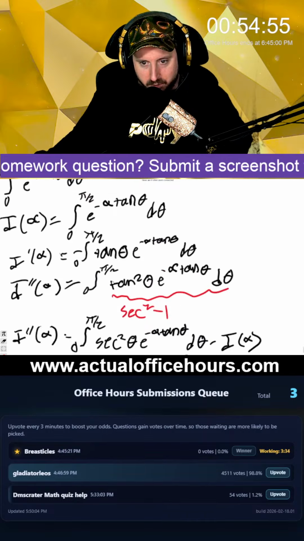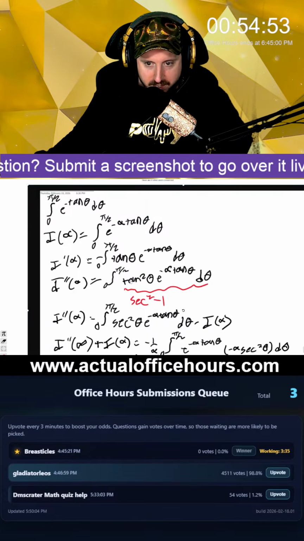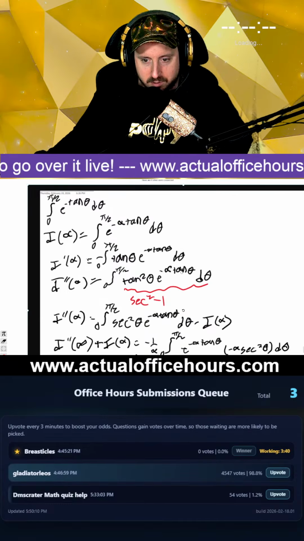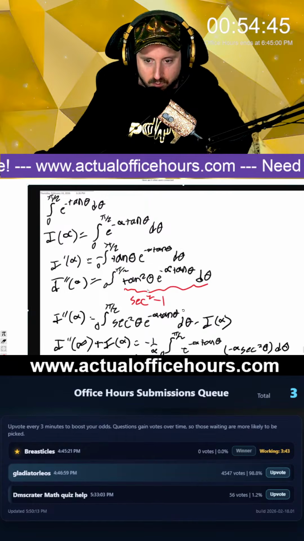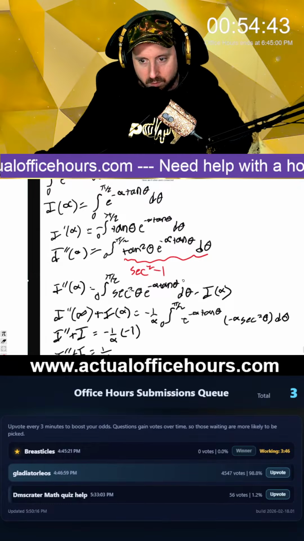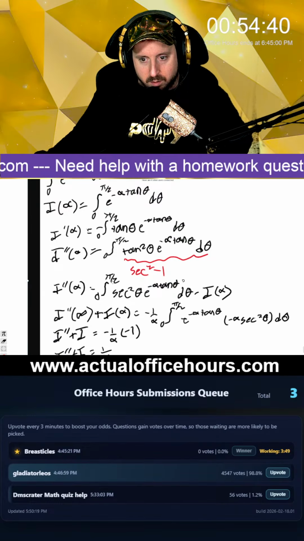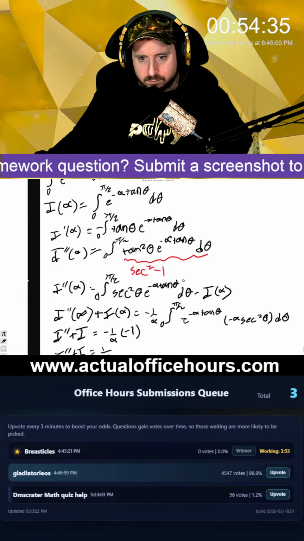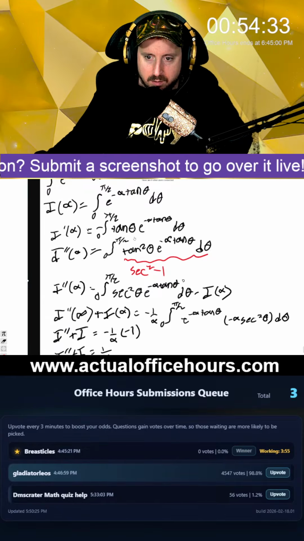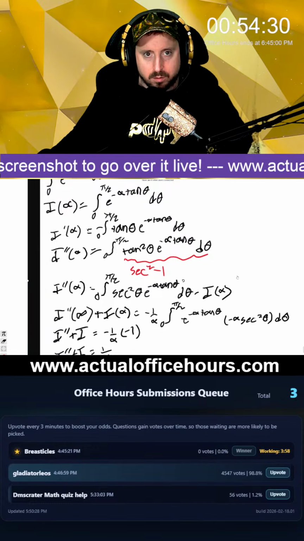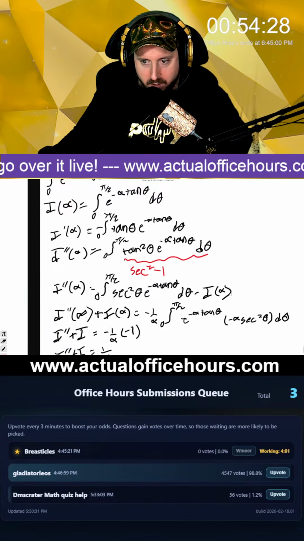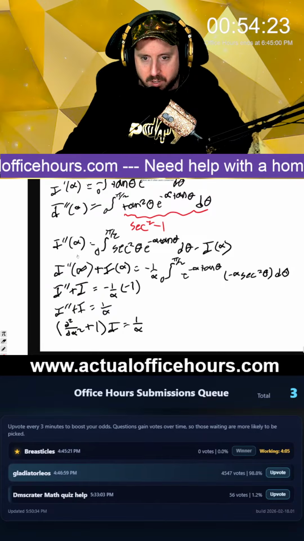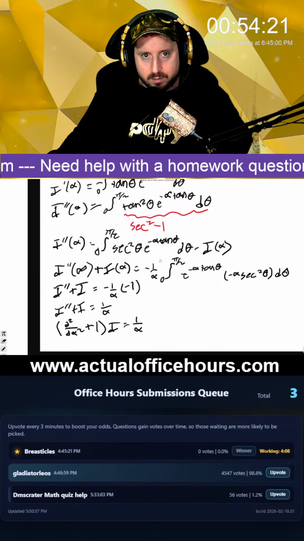I see, and then you do the second derivative. So that pulls down another tangent of theta. So then you have tangent squared theta, e to the negative alpha tangent theta d theta. But tangent squared is the same thing as secant squared minus 1. Okay, cool. Oh, okay. I see. And then you're left with the original integral. Oh, okay. Okay. So then I double prime of alpha plus I of alpha. This is actually really cool.